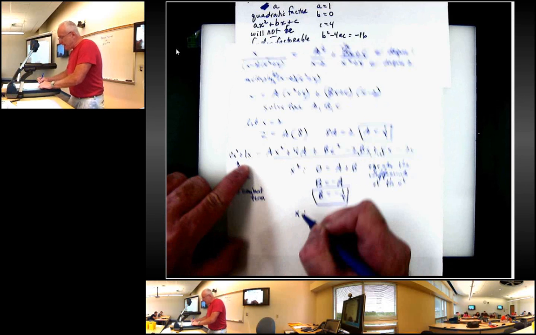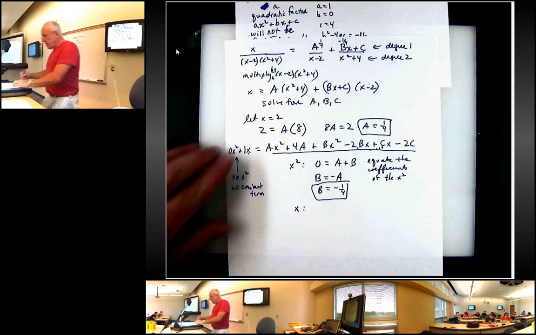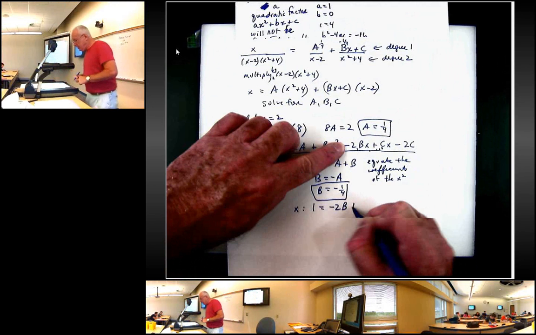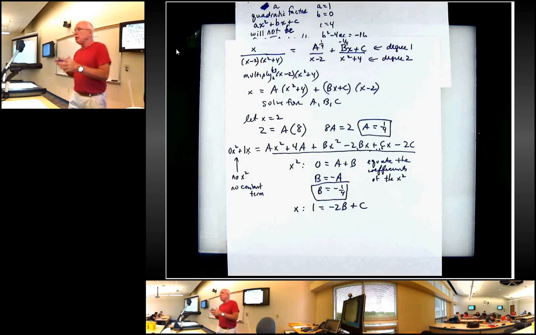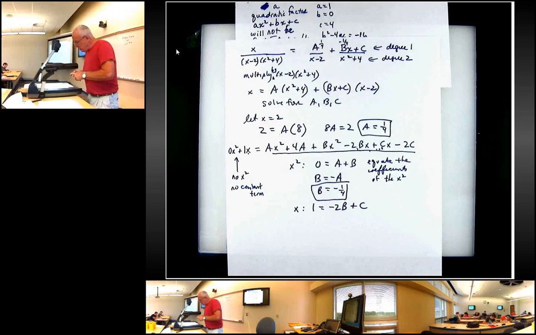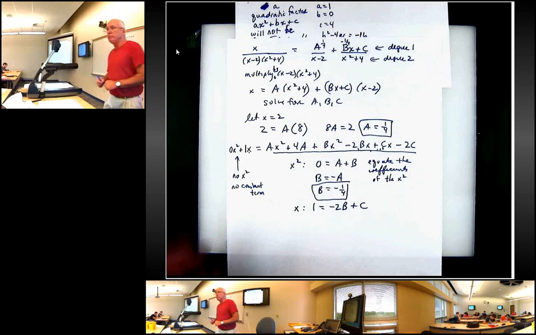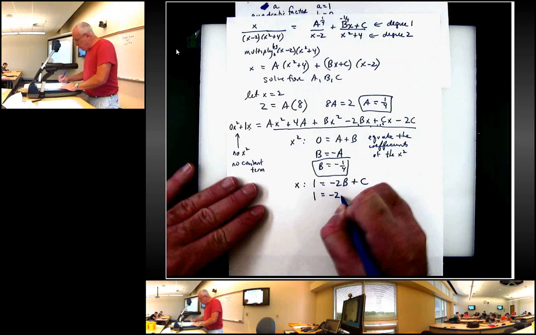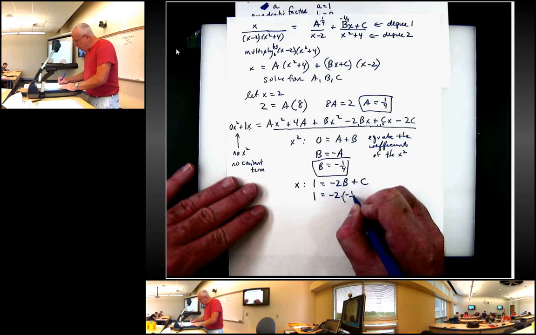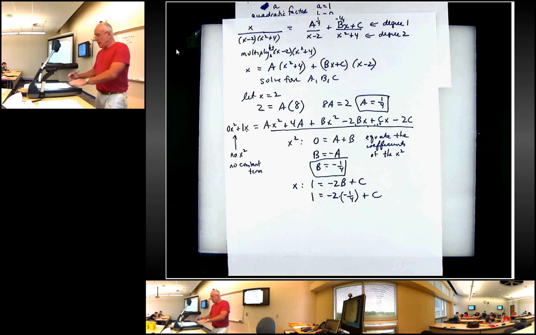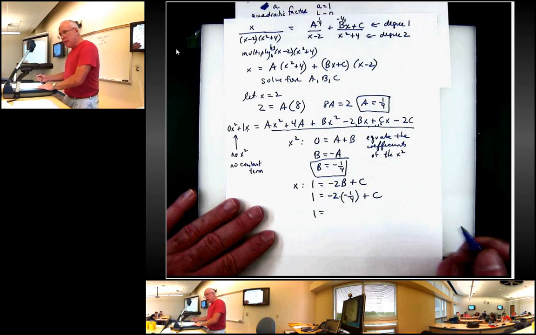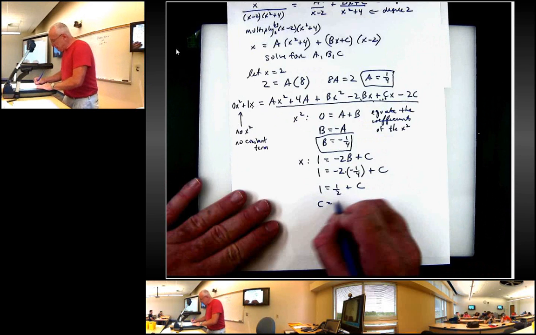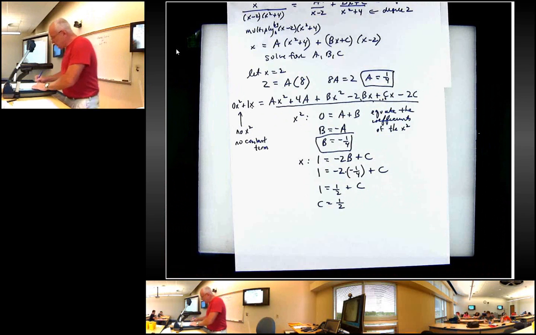So here, I'm just going to put an x with a colon to indicate I'm working with x. So 1 on the left side has to equal the sum of my coefficients of x on the right side. So 1 has to equal negative 2b plus c. Well, hey, we just found out what b was. So let's plug that in, and we'll be able to solve for c. So 1 is equal to minus 2 times b, which was negative 1/4, plus c. So 1 is equal to negative 2 times minus 1/4, that's a positive 1/2, plus c. Subtract 1/2, and we find that c is equal to 1/2. So now we have all of them.